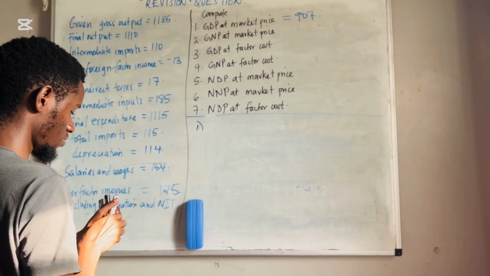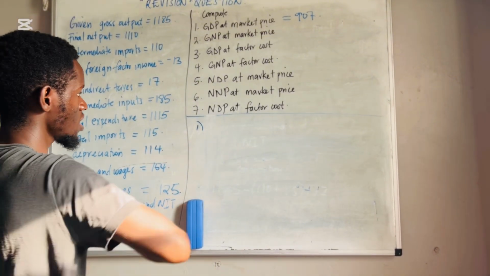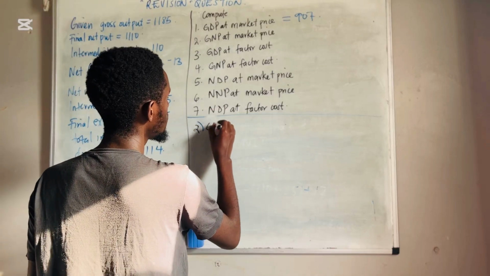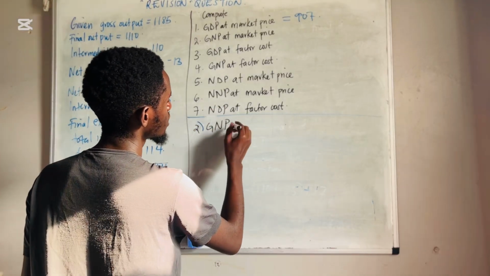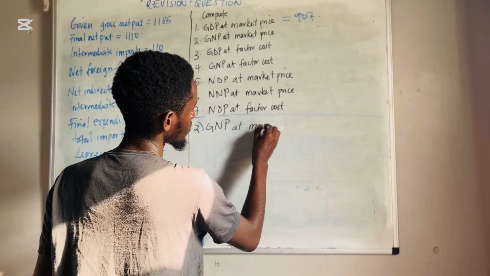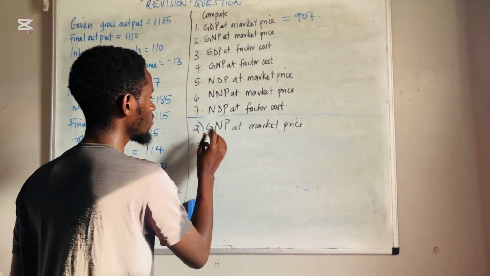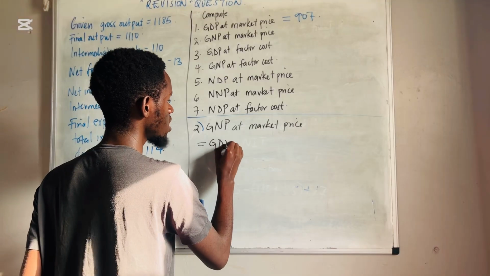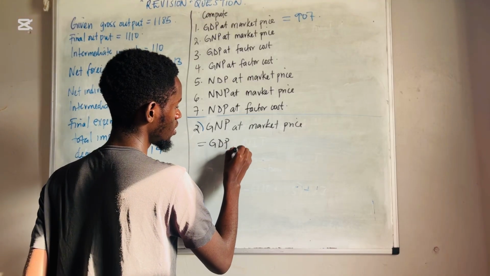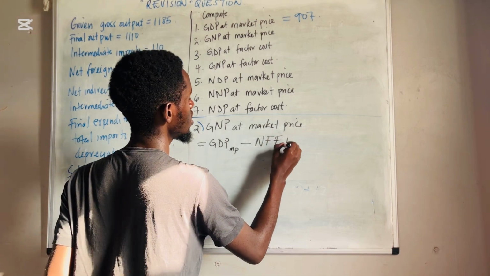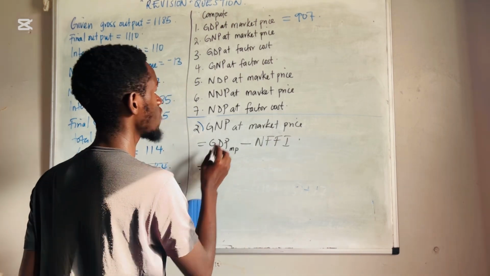Then part two, you are saying part two, I think we shall find the gross national product at market price, where we just need to find the gross domestic product at market price minus tax minus the net foreign factor incomes, NFFI.